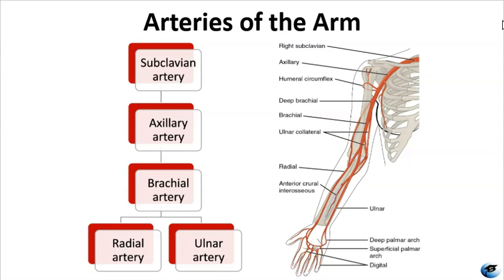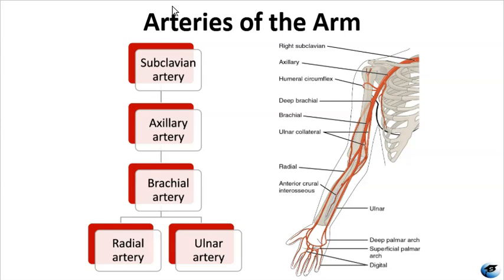The deep brachial artery runs posterior to the humerus, supplying the triceps and other arm muscles. Continuing down the arm, the axillary artery becomes the brachial artery, which is the main blood vessel of the upper arm. Near the elbow, the brachial artery gives off branches like the ulnar collateral arteries, which support blood flow around the elbow joint. Then beyond the elbow, the brachial artery splits into the radial and ulnar arteries.